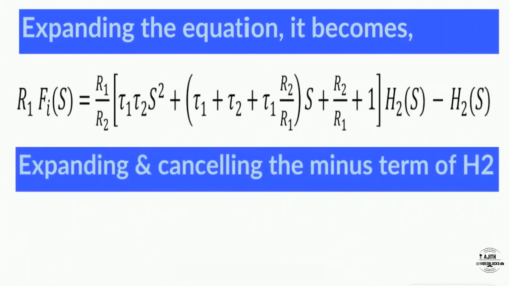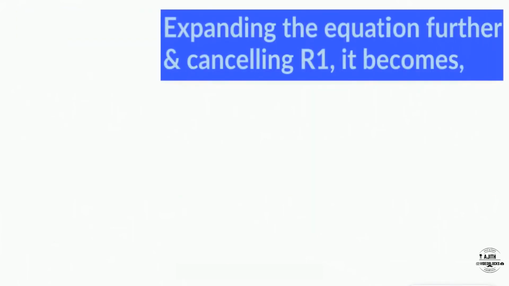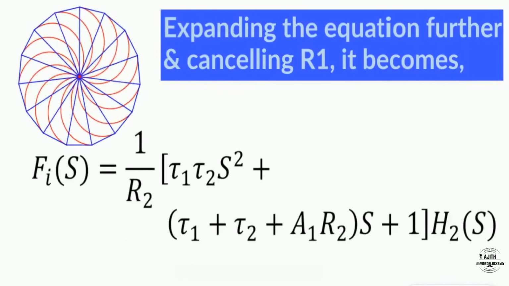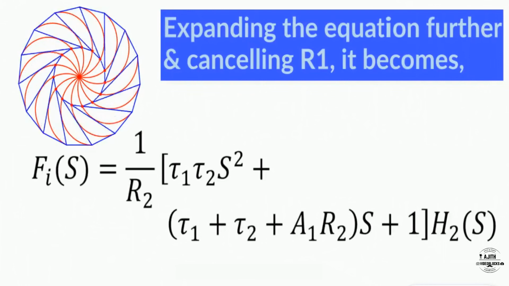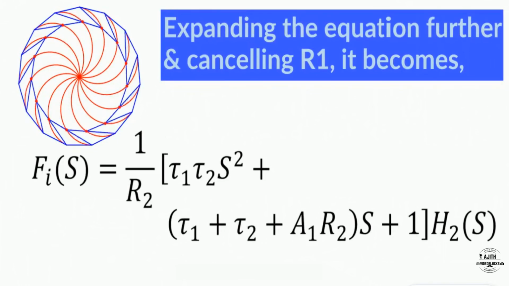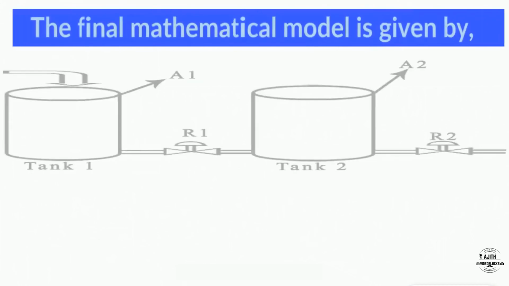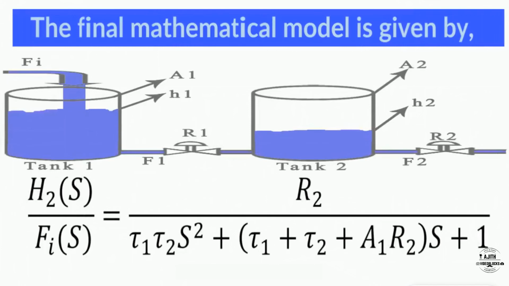On further expansion of the equation, we can cancel out the minus term of H2 of S from the equation. Then on dividing by R1, we can cancel the R1 terms in the equation. So the equation becomes as shown below. The final mathematical model equation of the interacting level process is given by the equation as shown below.